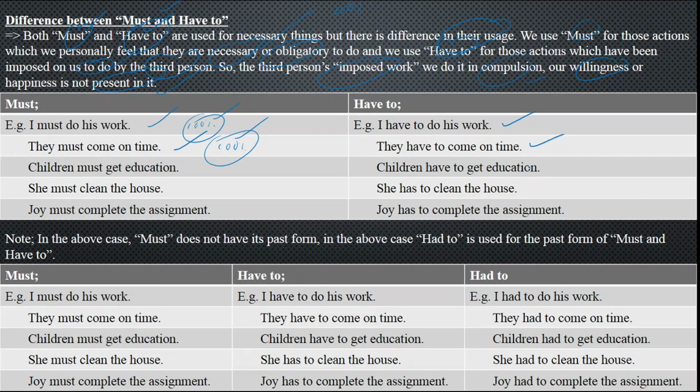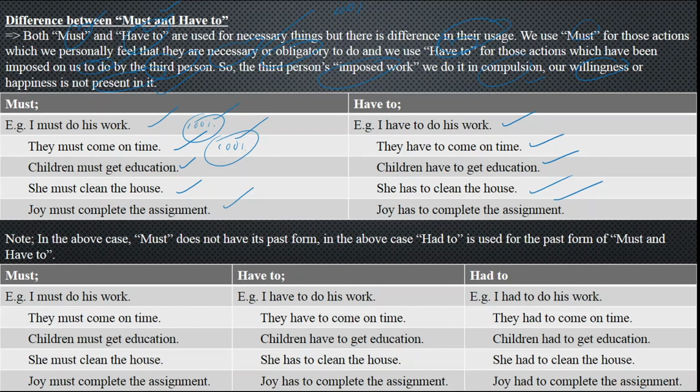Children must get education. Now this is everybody's wish. Children have to get education whether they like it or not. And she must clean the house. She has to clean the house whether she likes it or not. Joy must complete the assignment, and Joy has to complete the assignment. Now Joy must complete, that is his duty. But if I say Joy has to complete his assignment, whether he likes it or not, he has to do this work.